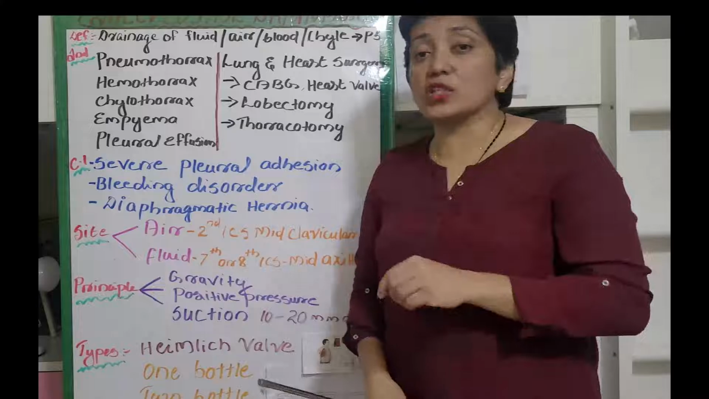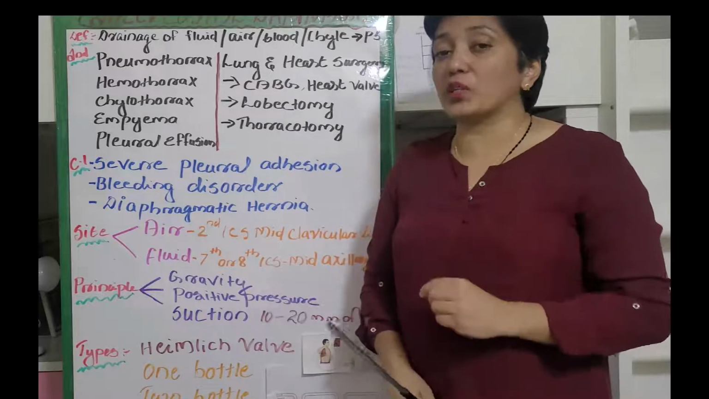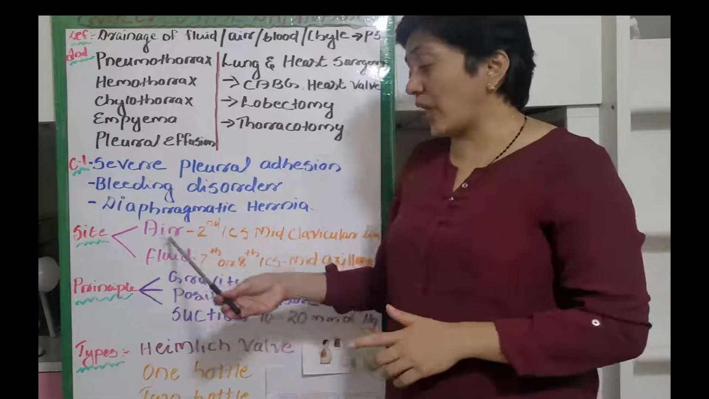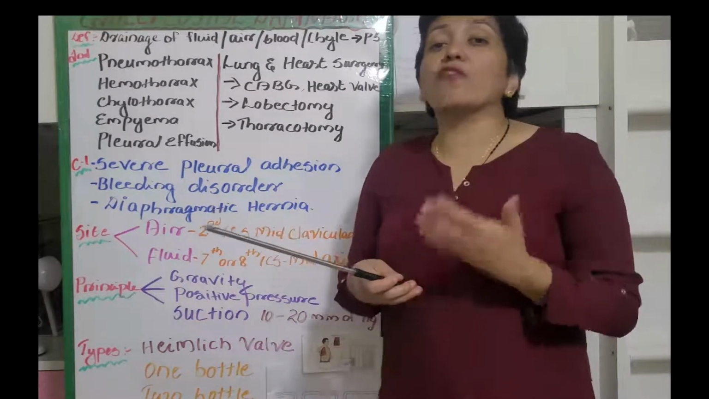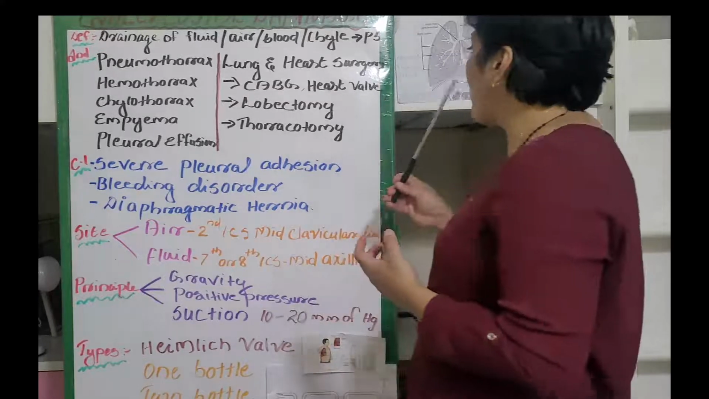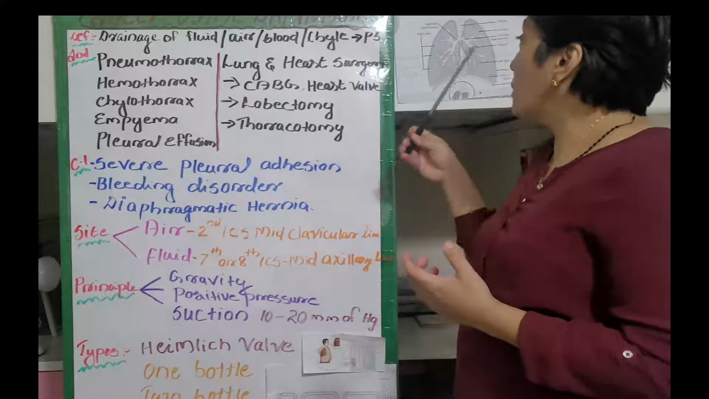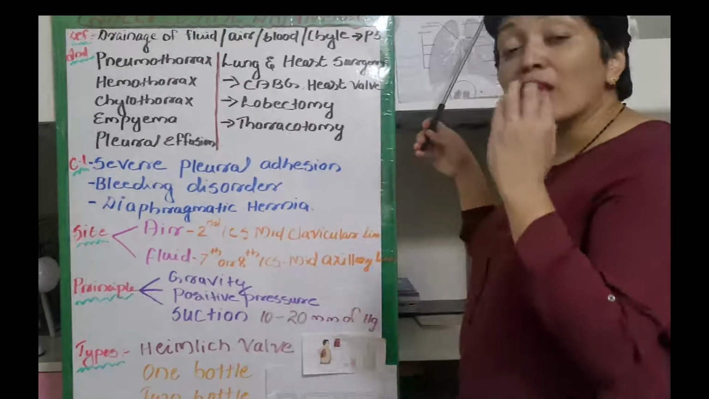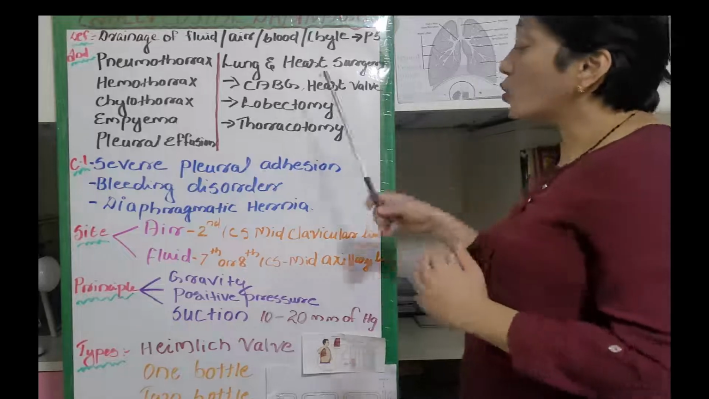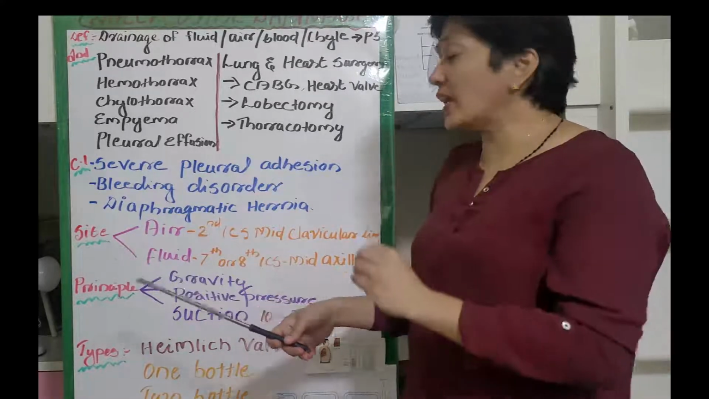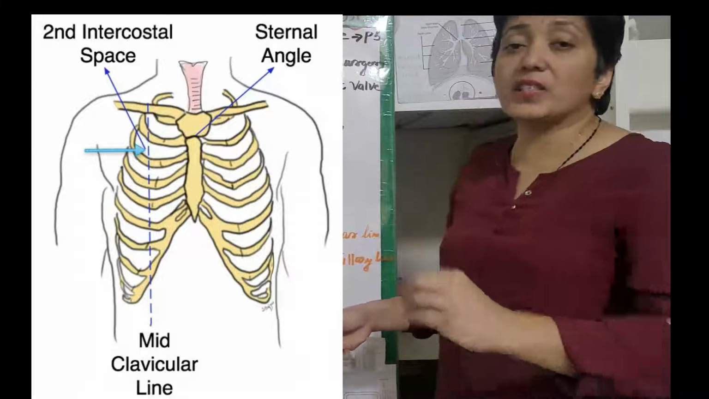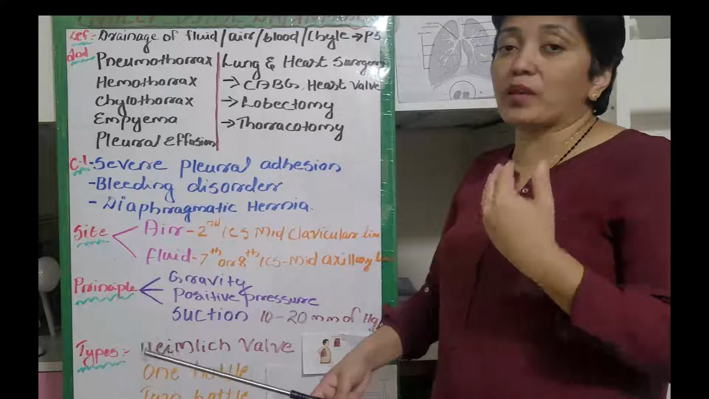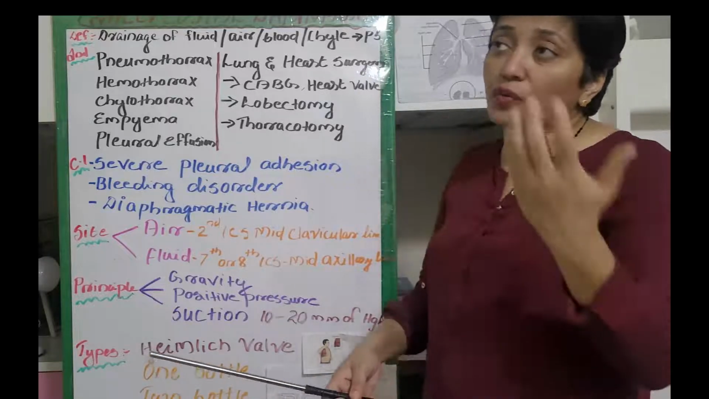The site for the insertion of the intercostal drainage depends upon what substance is present in the pleural space. If it's air, we know that air will be floating in the lungs. It will not be at the lower side, it will be on the upper side, the space at the apex of the lungs. So usually if it's air, the site is the second intercostal space in the mid-clavicular line. If it's fluid, it can be the 7th or 8th, 5th or 6th.